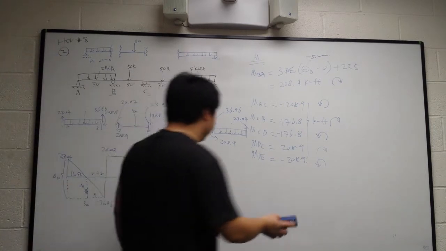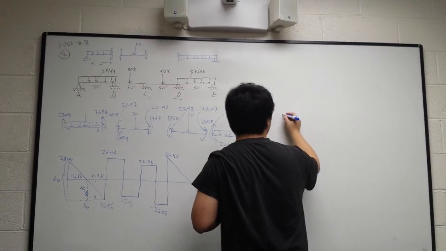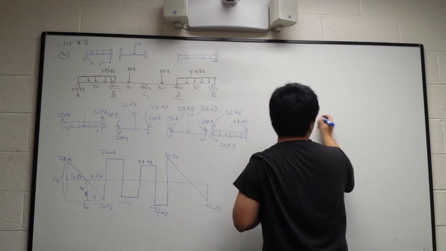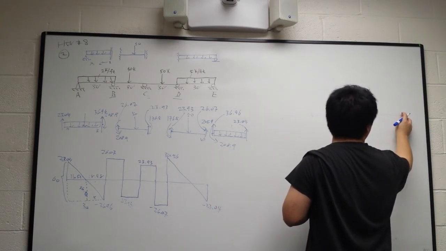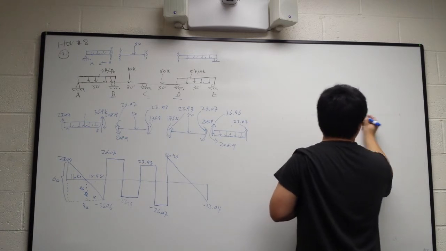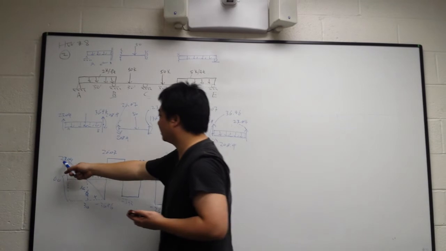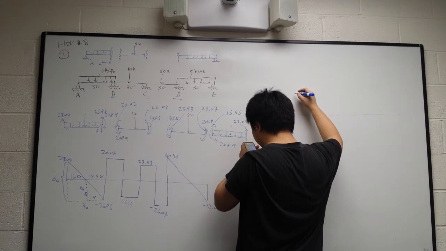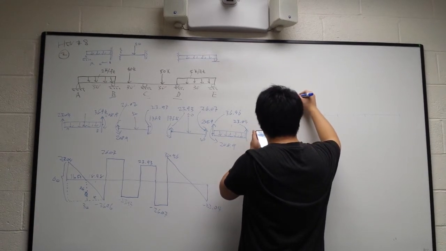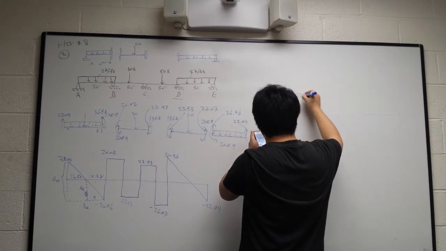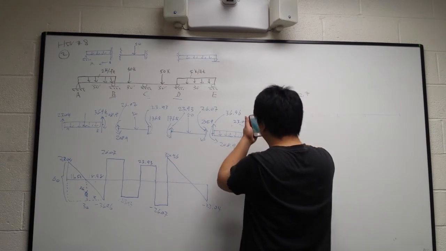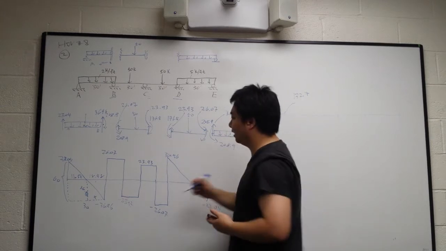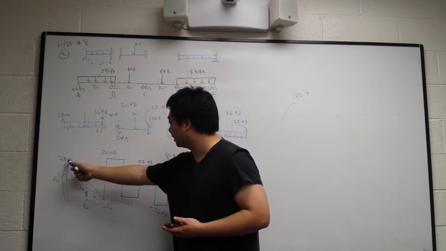So for a moment diagram, okay, 1, 2, 3, 4. So for this one, you calculate this area, it's going to be 132.7. And then you calculate this area, so you take this minus this.